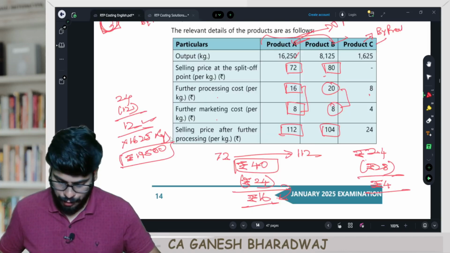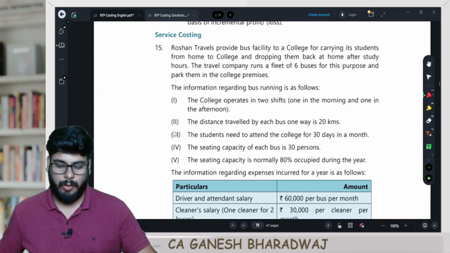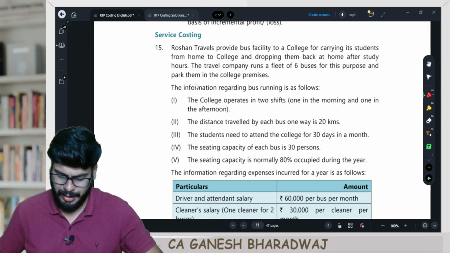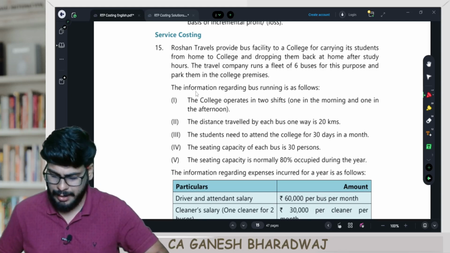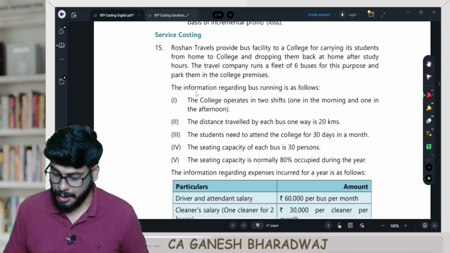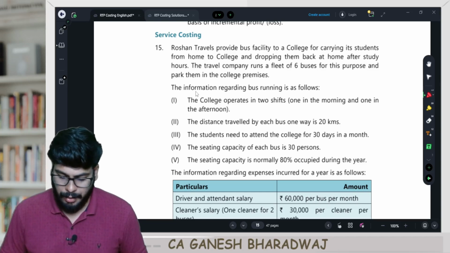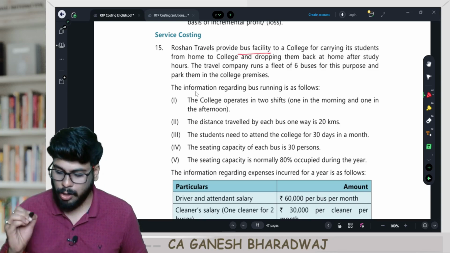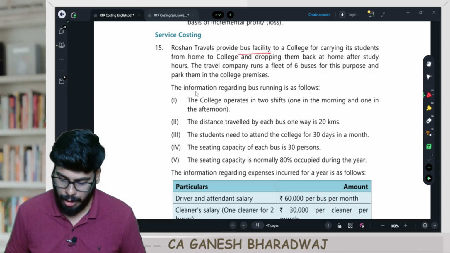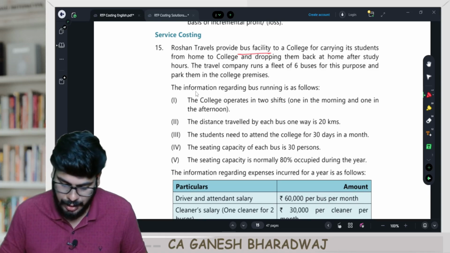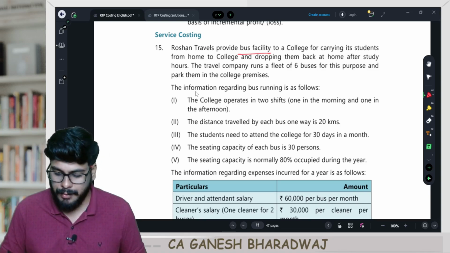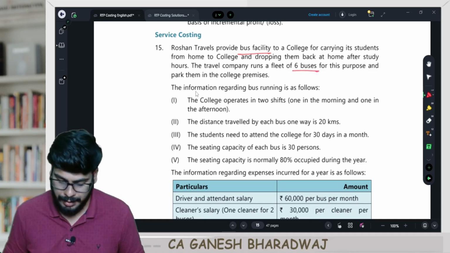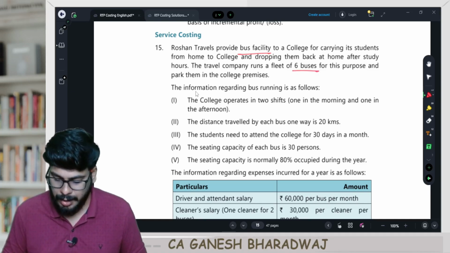Now let's move on to the next question, which is question number 15. And this question is on service costing. A good question. And once again, this question is very similar to the one which is there in our institute study material. Now let me read out the question for you. Roshan Travels provides a bus facility to a college for carrying its students from home to college and dropping them back at home after study hours. The travel company runs a fleet of 6 buses for this purpose and park them in the college premises. The information regarding bus running is as follows.